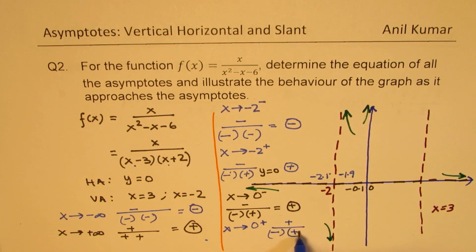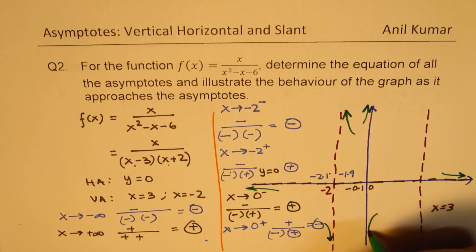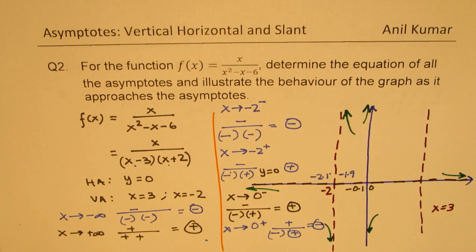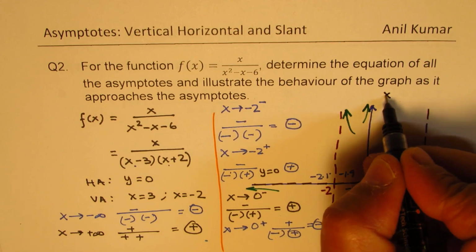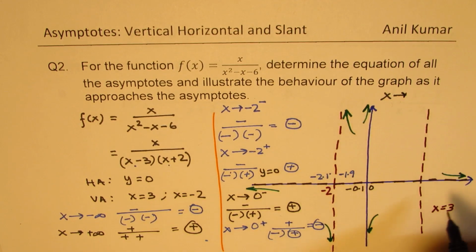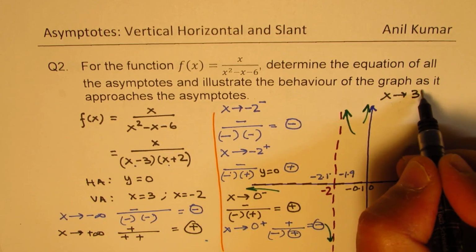So we have one negative which results into negative, and therefore this vertical asymptote will be pointing downwards when you're approaching from the right side. Does it make sense to you? Correct? Likewise, we will now consider what happens to the value of y when x approaches 3 from left side.